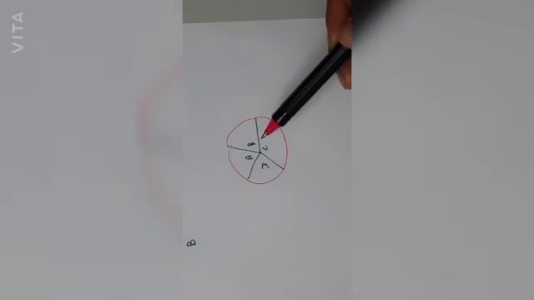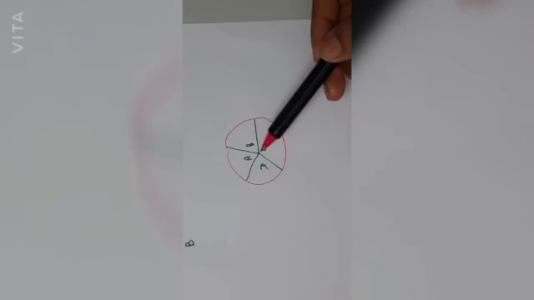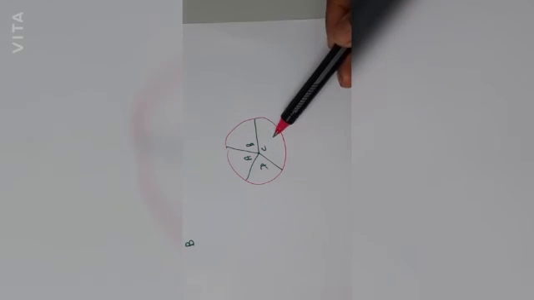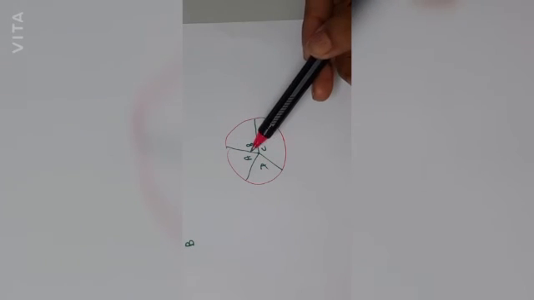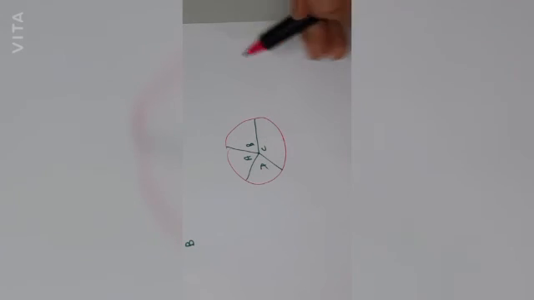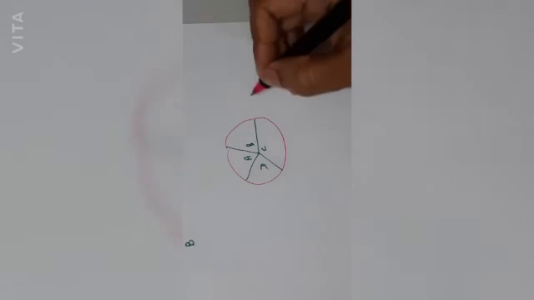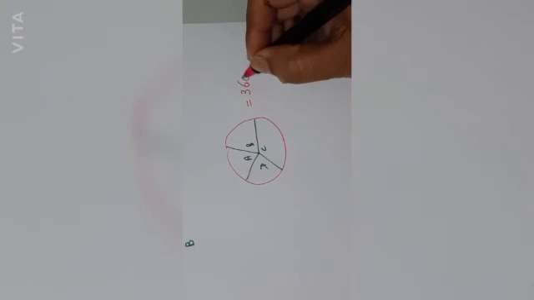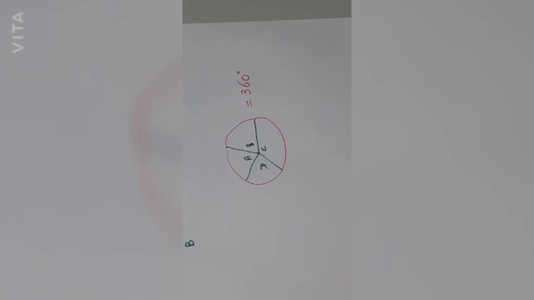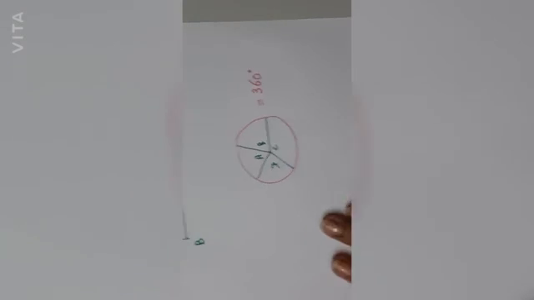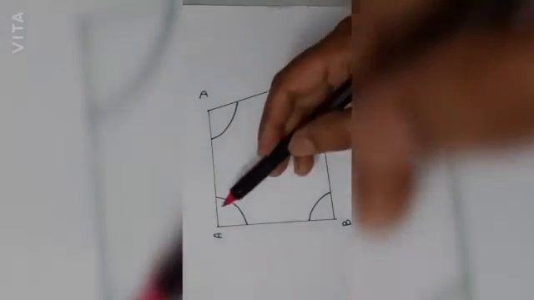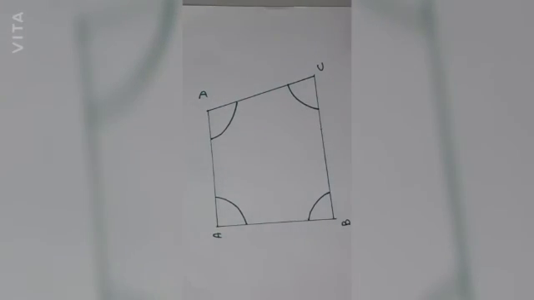Now, what you have observed is that the sum of all the angles at a point is 360 degrees. Therefore, angle A plus angle B plus angle C plus angle D is equal to how much? That is equal to 360 degrees. Hence, it is verified that the sum of angles of a quadrilateral is always 360 degrees. I hope it is clear to everyone now.